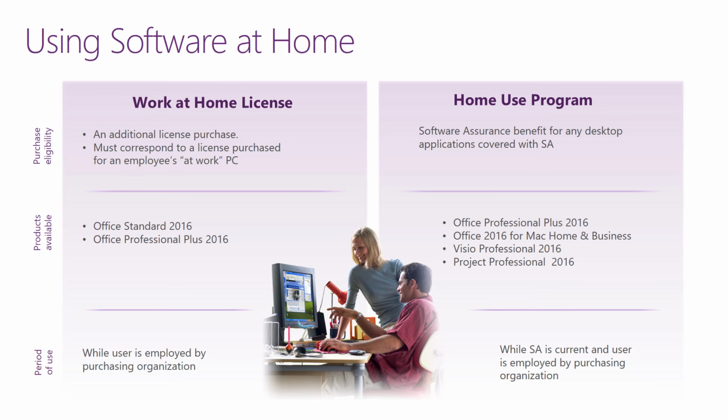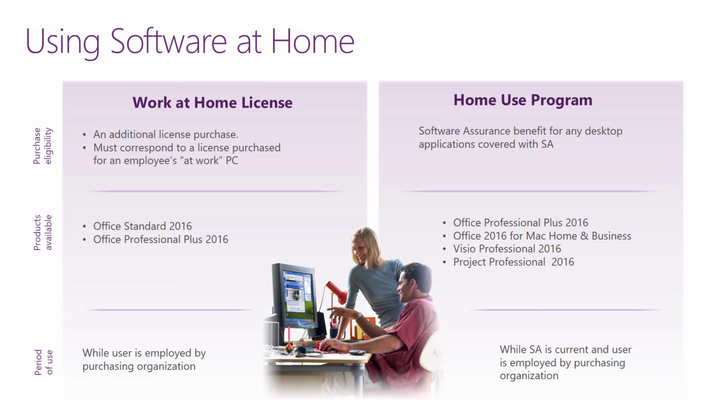Organisations can either make use of a special licence called the Work at Home licence, or an SA benefit called the Home Use Programme. So let's get the detail on how these work, starting at the left hand side with the Work at Home licence. This is an additional licence purchased for a customer, and as you can see, it must correspond to an existing licence purchased. Essentially, it may be purchased for the primary user of a device that has an Office Standard or Professional Plus licence acquired through the Select Plus agreement. This user would then be licensed to use the software on their PC at home for as long as they're employed by the organisation that purchased the Work at Home licence for them.